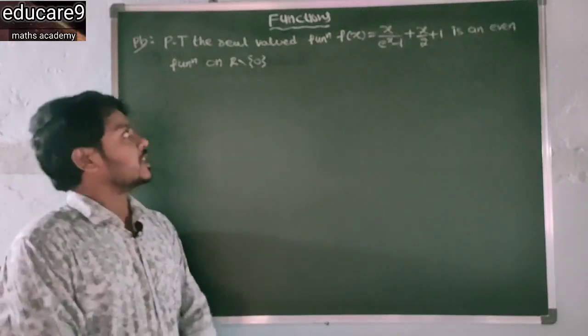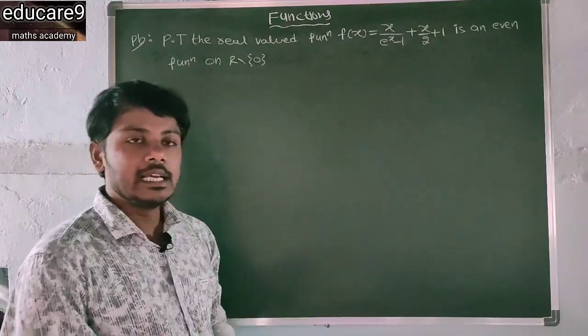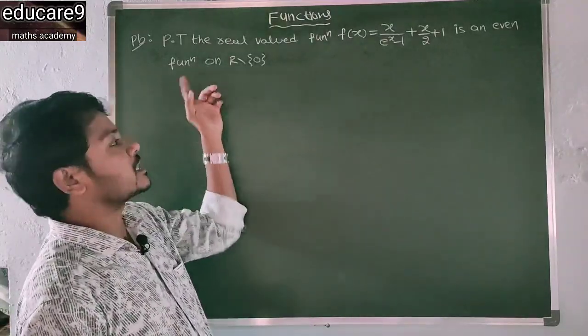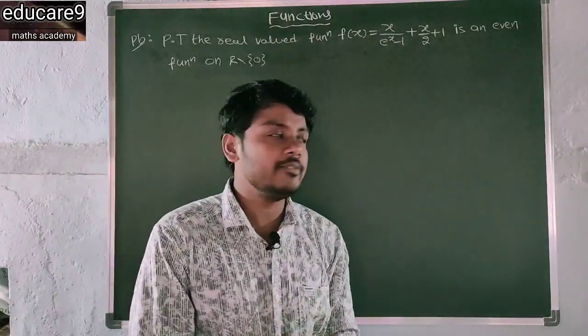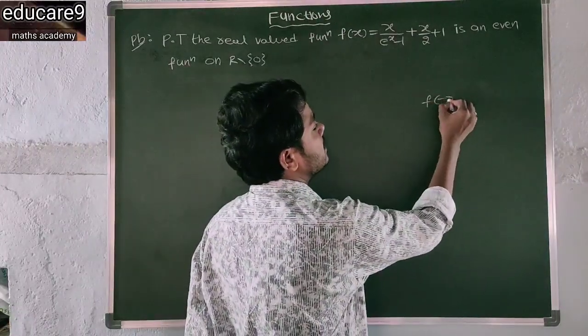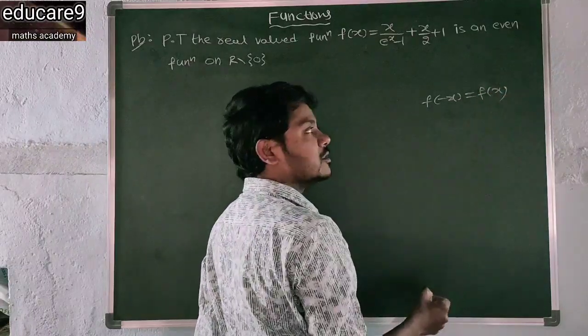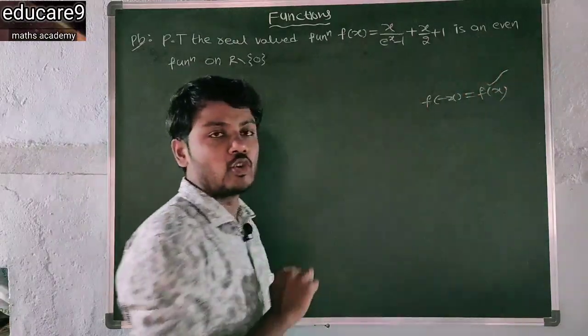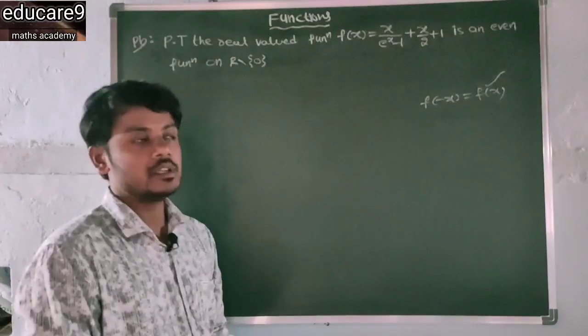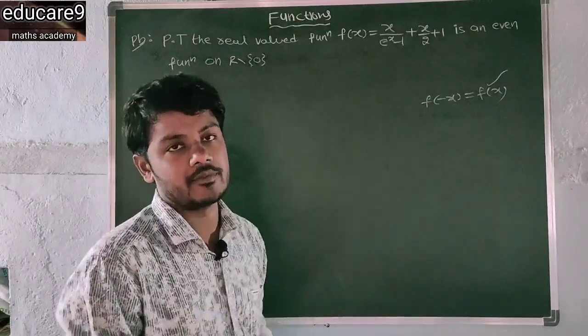So see our next question. Prove that the real valued function f of x is an even function. So what is meant by an even function? See here, f of minus x is equal to f of x, then f of x is said to be an even function. So here you want to prove f of minus x is f of x.